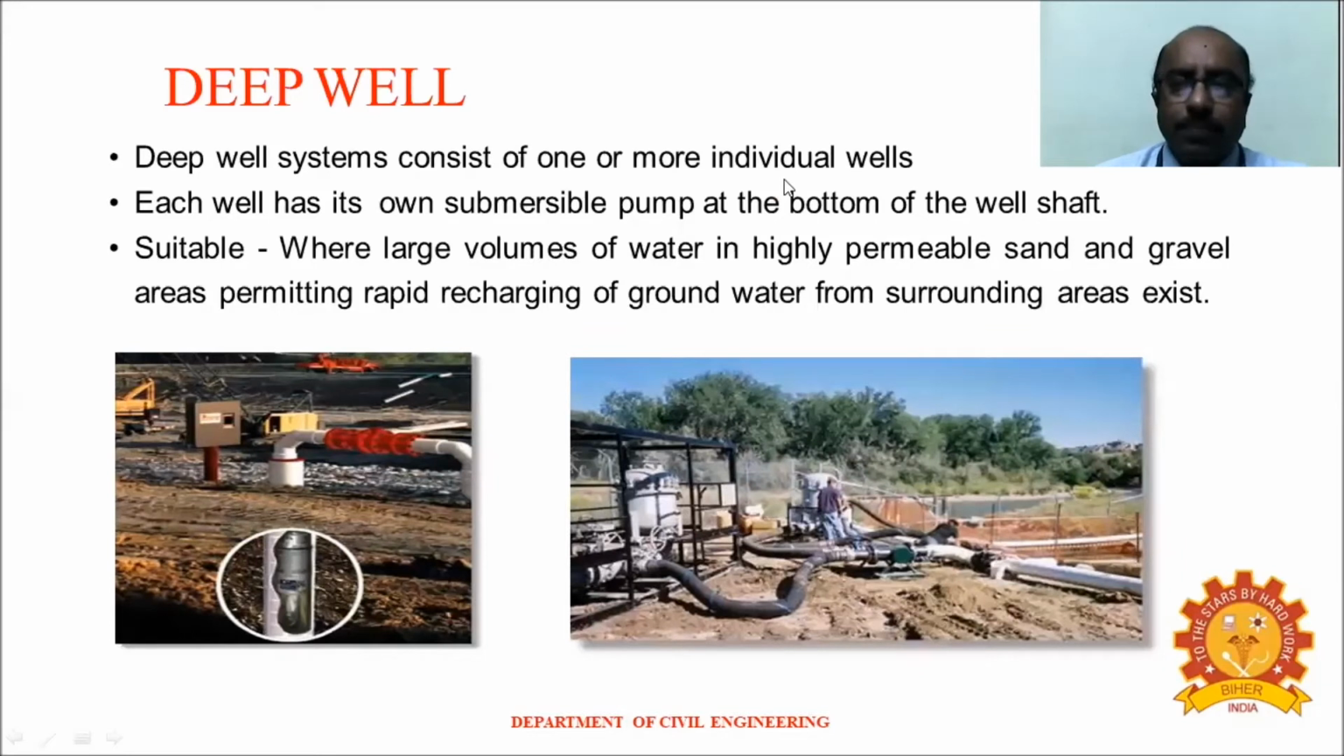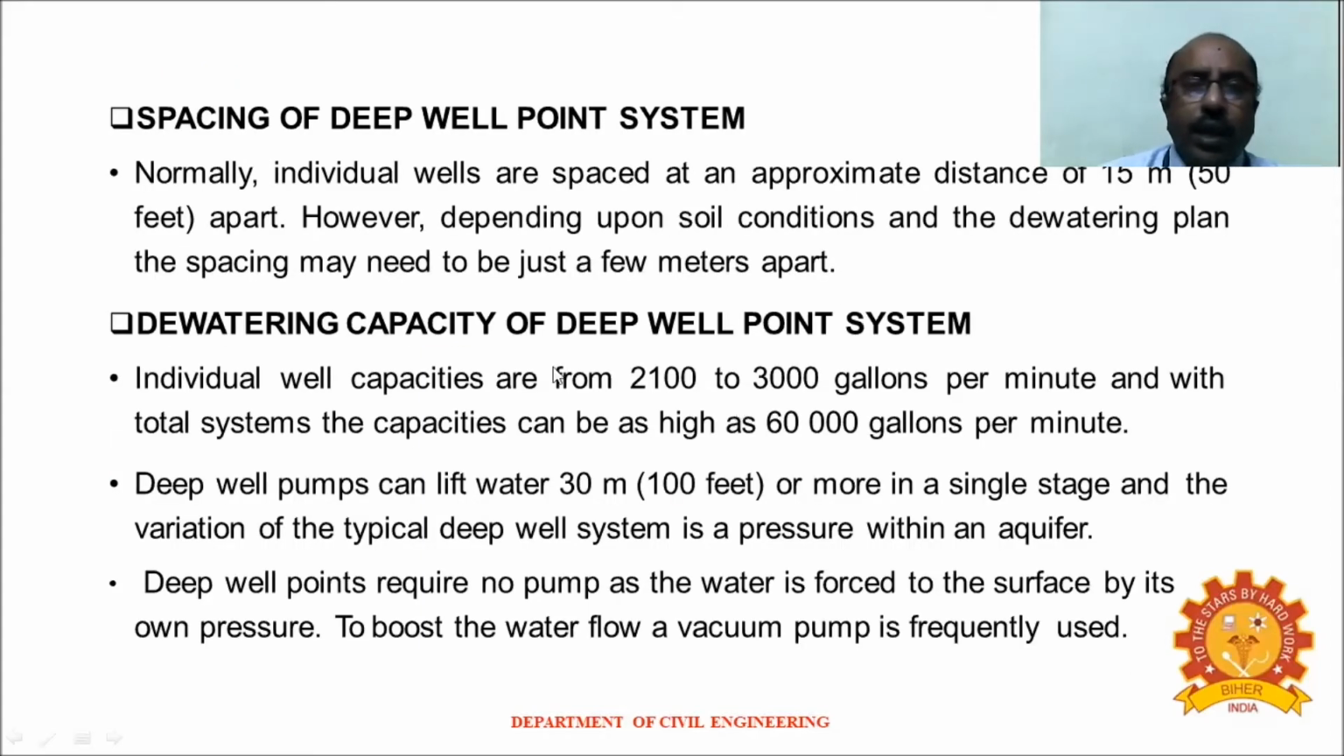In the well point system, we can have the riser pipes installed at a spacing of 1 meter or 1.5 meter, whereas the deep well system is a deep bore well, and each well is provided with a submersible pump. So this is suitable for pumping large volumes of water, where we have highly permeable sand or gravel area. In these, we will have water yielding very quickly, so there we have to go for this type of deep well system.